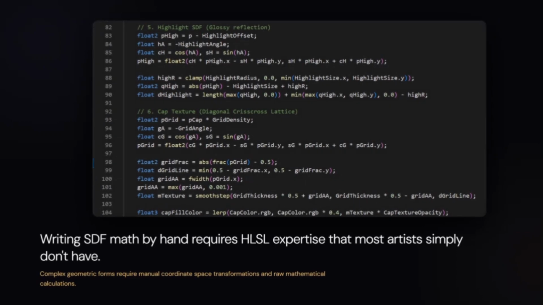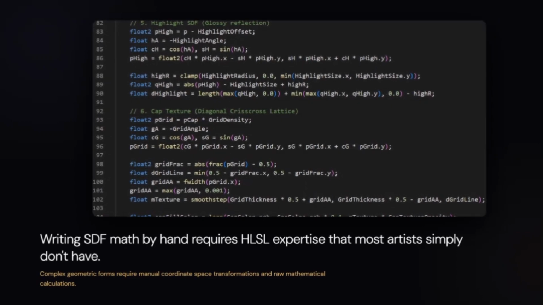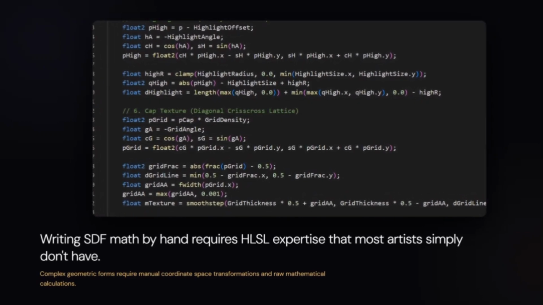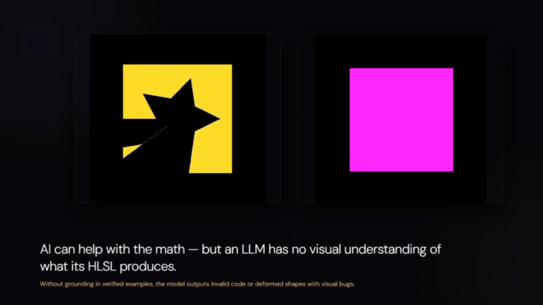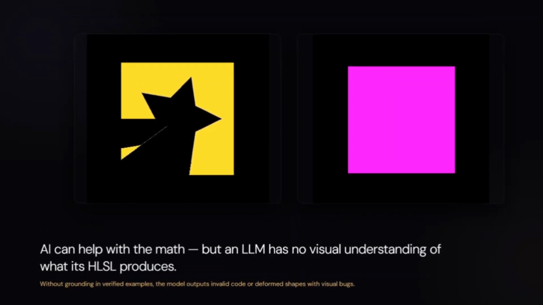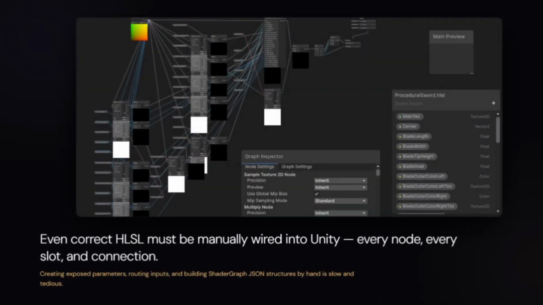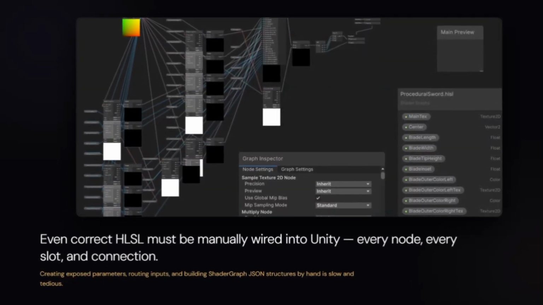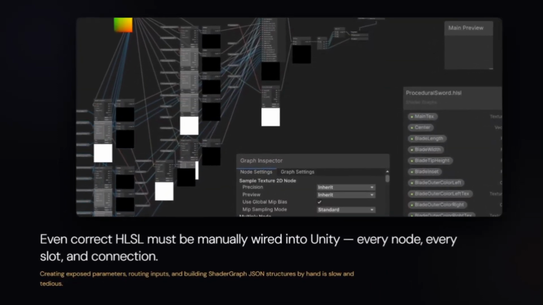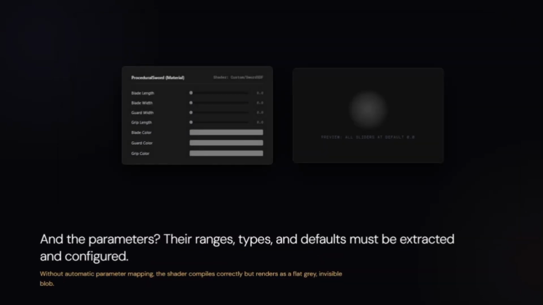The barrier has 4 layers. The math requires HLSL expertise most artists don't have. An LLM can write HLSL, but without grounding in real verified examples, it fails on anything complex. Even correct code needs to be manually wired into Unity's shader graph, and the parameters need sensible default values, or the shape simply doesn't appear. This system was built to remove all 4 barriers at once.